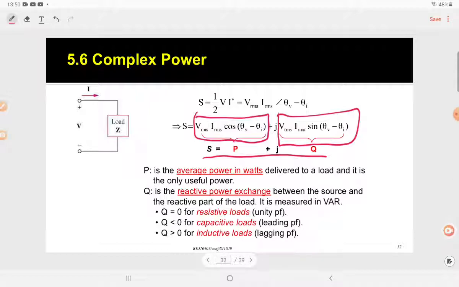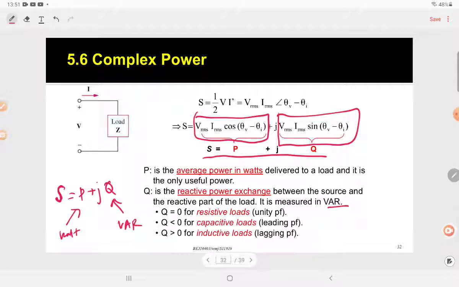Therefore our complex number consists of average power in watts and reactive power in VAR, right? So complex power can be written as S, remember the bold S, equal to P plus JQ. P is average power or real power, and Q is our reactive power, which is the power at our reactive part. The unit for P is usually watt, and the unit for Q is VAR.